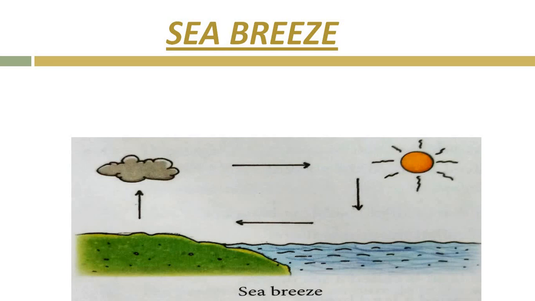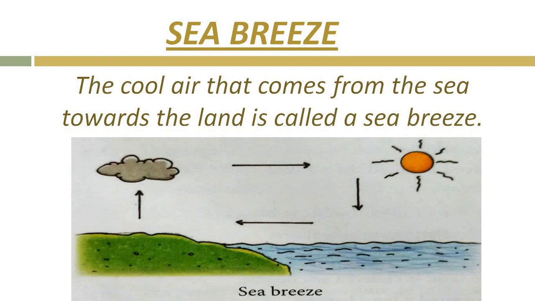This causes a movement of air. So the cool air that comes from the sea towards the land forms the sea breeze. And children, as the cool air moves from the sea to land, it is named a sea breeze.